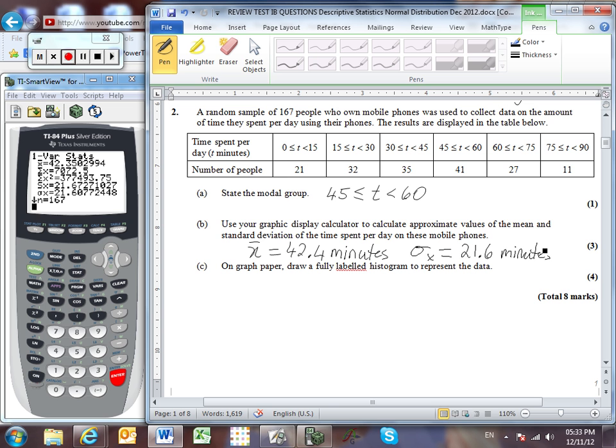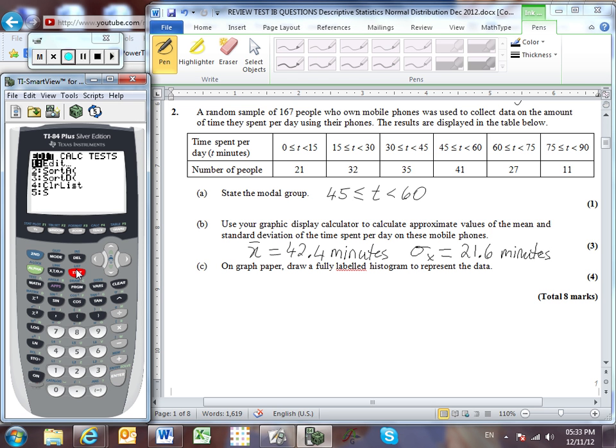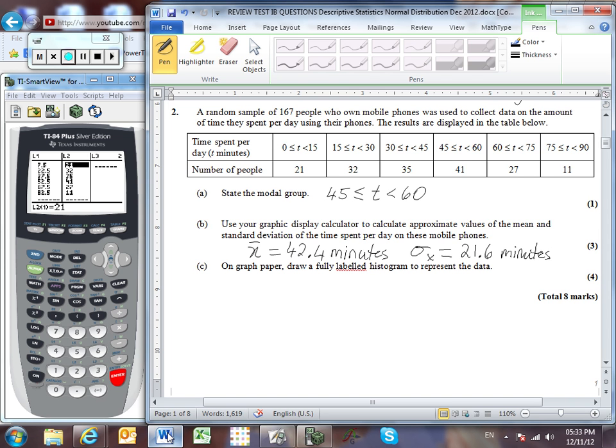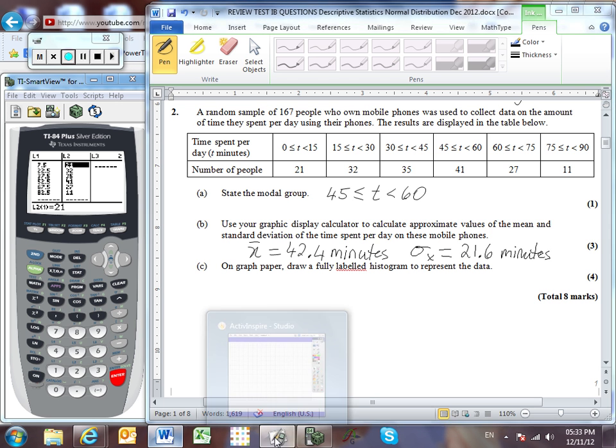Now on graph paper, we're supposed to draw a fully labeled histogram that represents this data. So I'm just going to have a look at my data here so I can use it as I draw my histogram. And so I can see that I've got to have values that go from 0 all the way up to 90. I can't remember if the question specified that I should use a particular scale. It doesn't say so. So I've just got to go horizontally, everything from 0 out to 90.